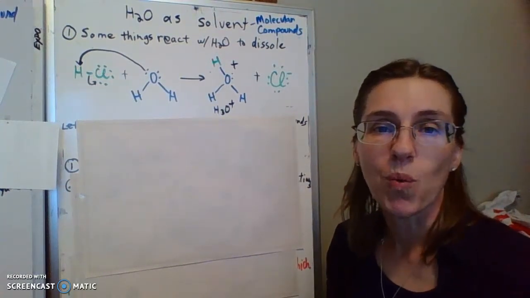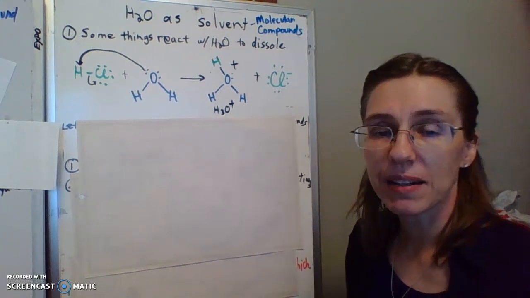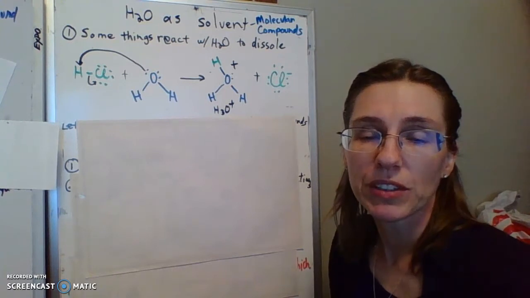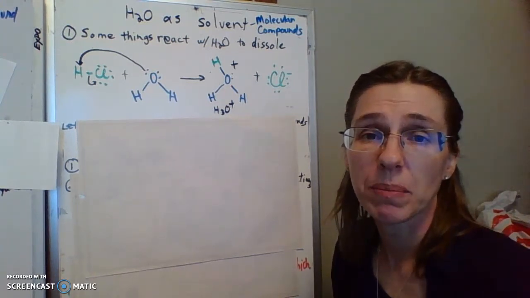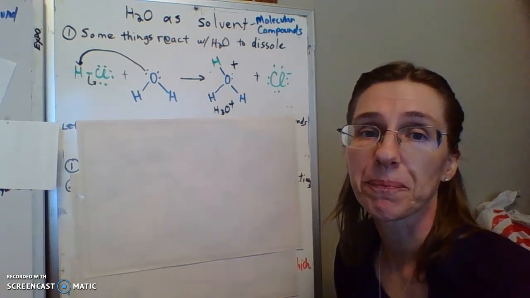Now we're going to talk about water as a solvent. We say that not always is water the solvent, but with a lot of the problems we're working with, water is the solvent. So we want to look at how water interacts with different types of compounds. We're going to start by talking about molecular compounds. Remember, those are the ones with covalent bonds.